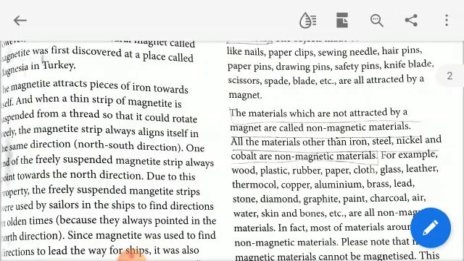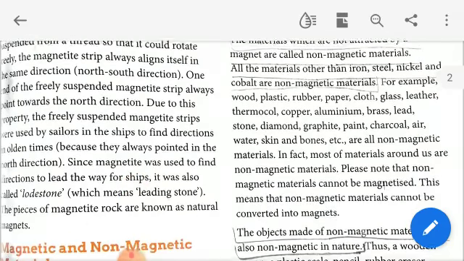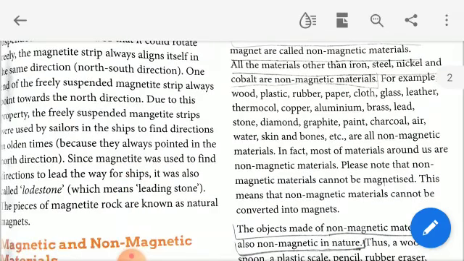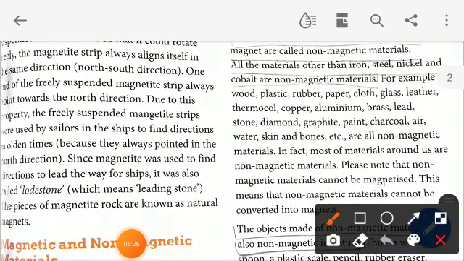One end of the freely suspended magnetite strip always points toward the north direction. Due to this property, the freely suspended magnetite strip was used by sailors in ships to find the direction in old times. With the help of this strip, the sailors found the direction because it always pointed in the north-south direction. So they could find out where the north direction is and where the south direction is, as it is written here.